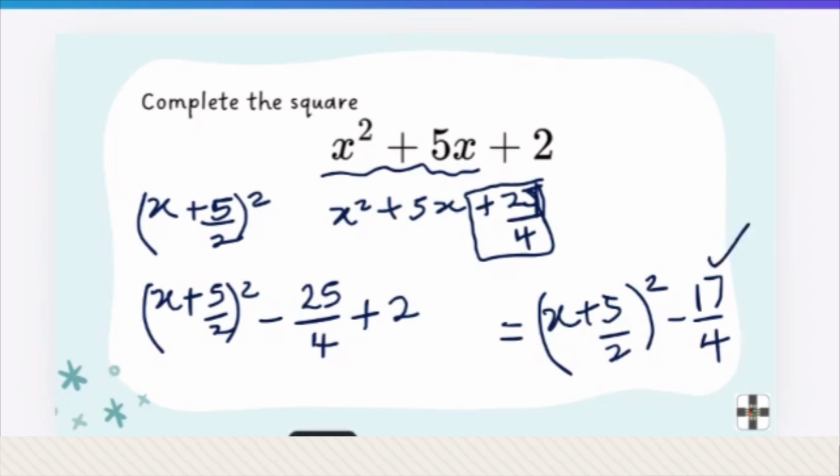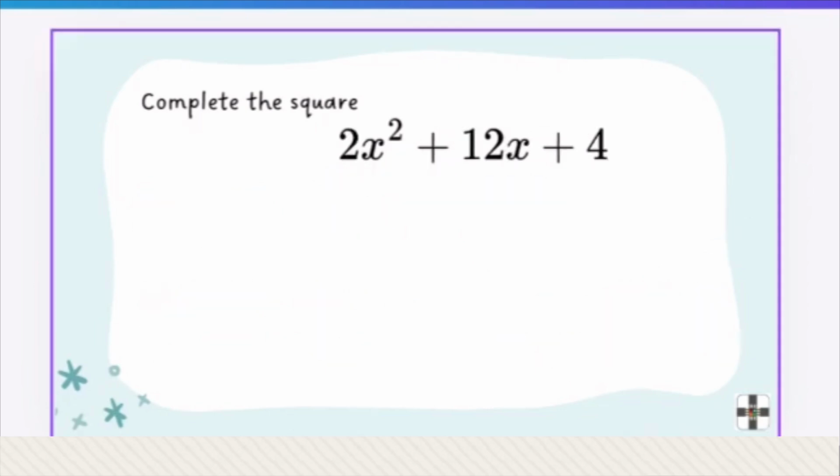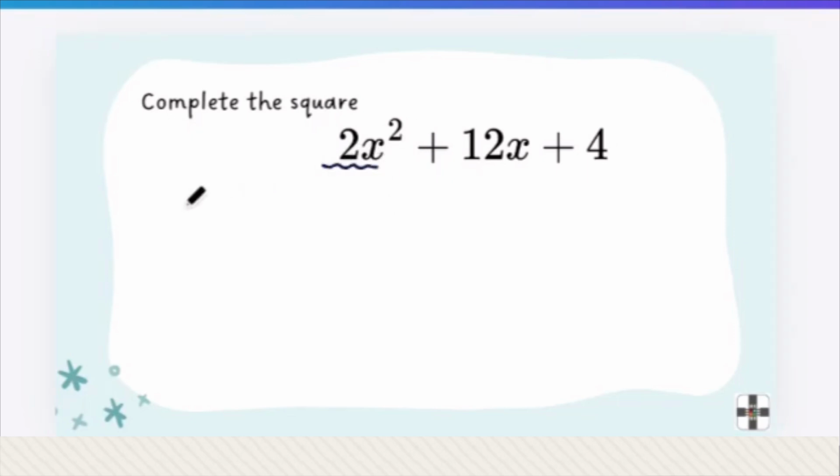Okay, so let's have a look at another one. Here we've got to complete the square for 2x squared plus 12x plus 4. Notice that the coefficient of x squared here is not 1, so I'm going to factor out that 2 to start off with. So it will be 2 times x squared plus 6x plus 2. If you imagine that you're dividing everything through by 2.